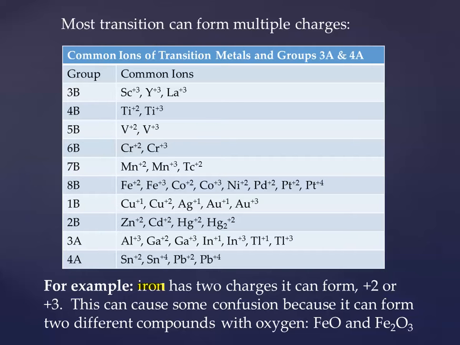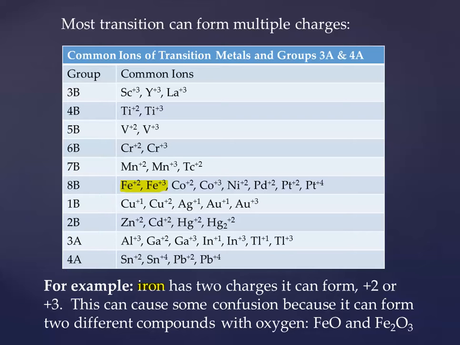So iron, we're going to talk about iron, so Fe, has two charges it can form. So here's iron here. It can form iron plus 2 or it can form an iron plus 3. This gets really confusing when we start bonding it with other atoms or other ions because it can form two different compounds with the same element.